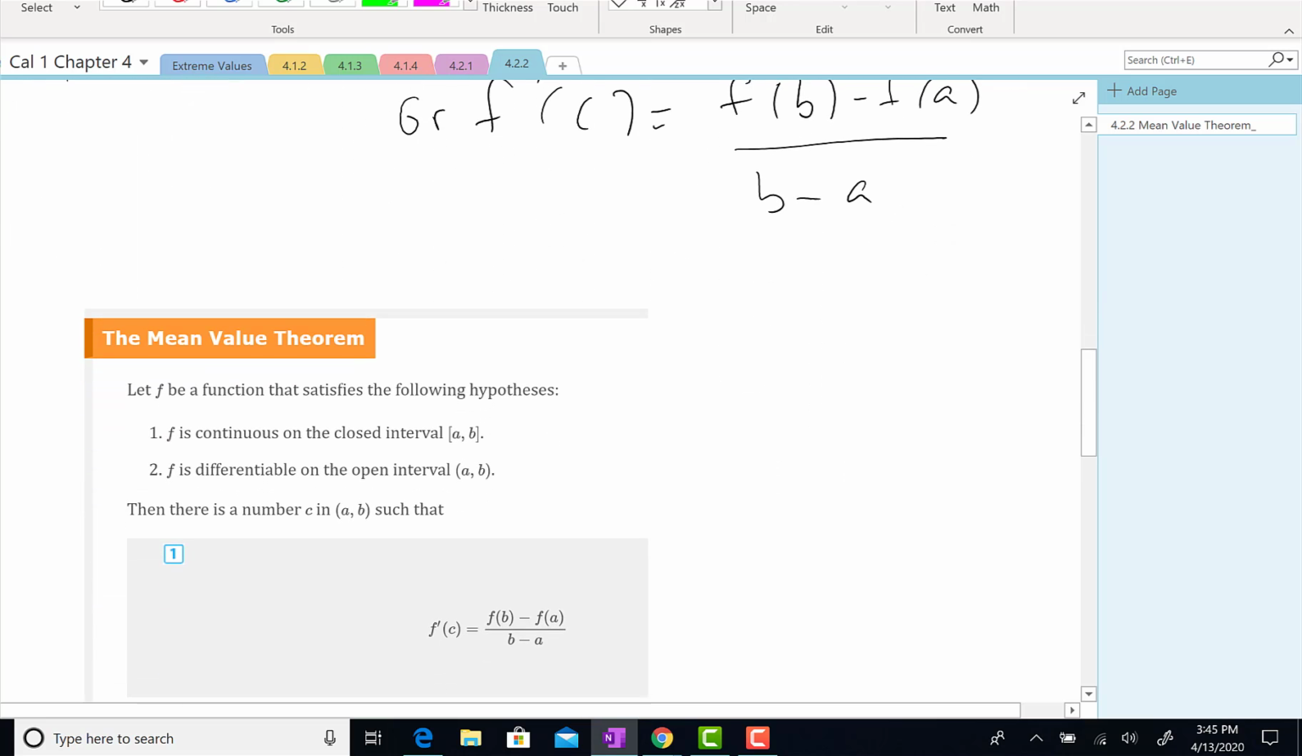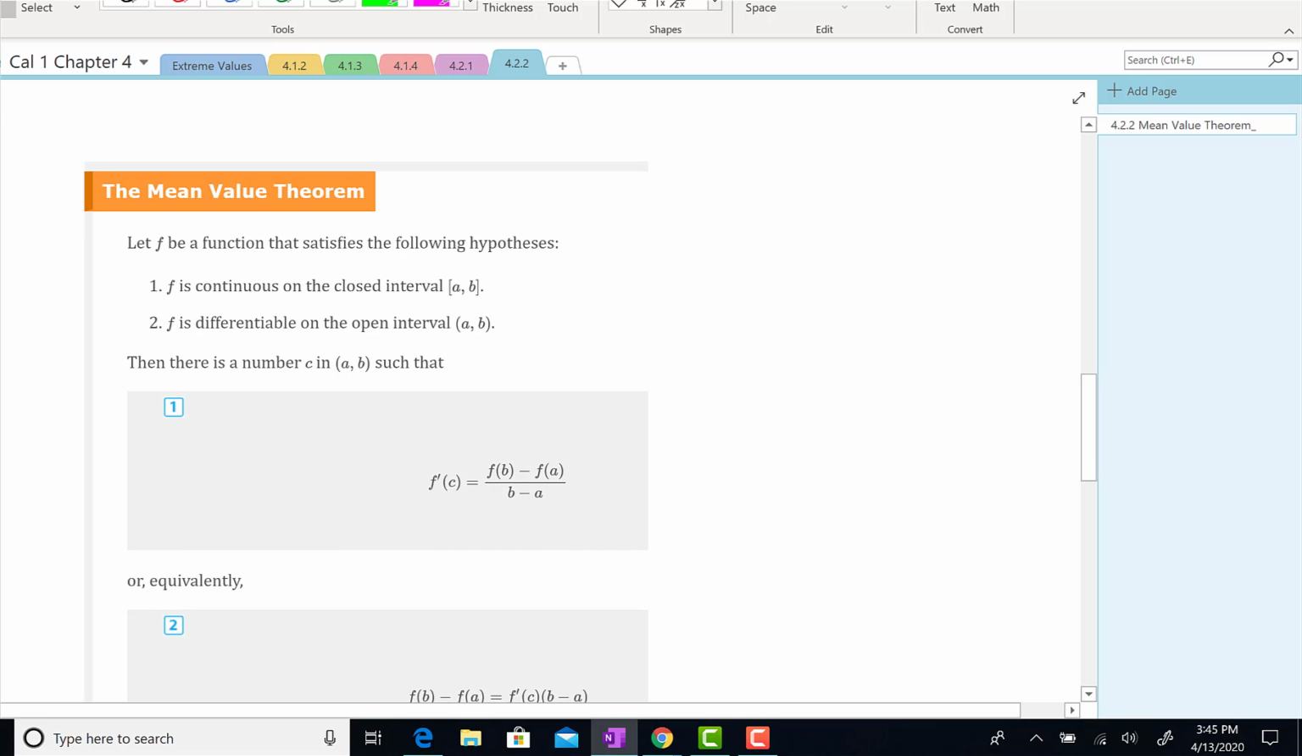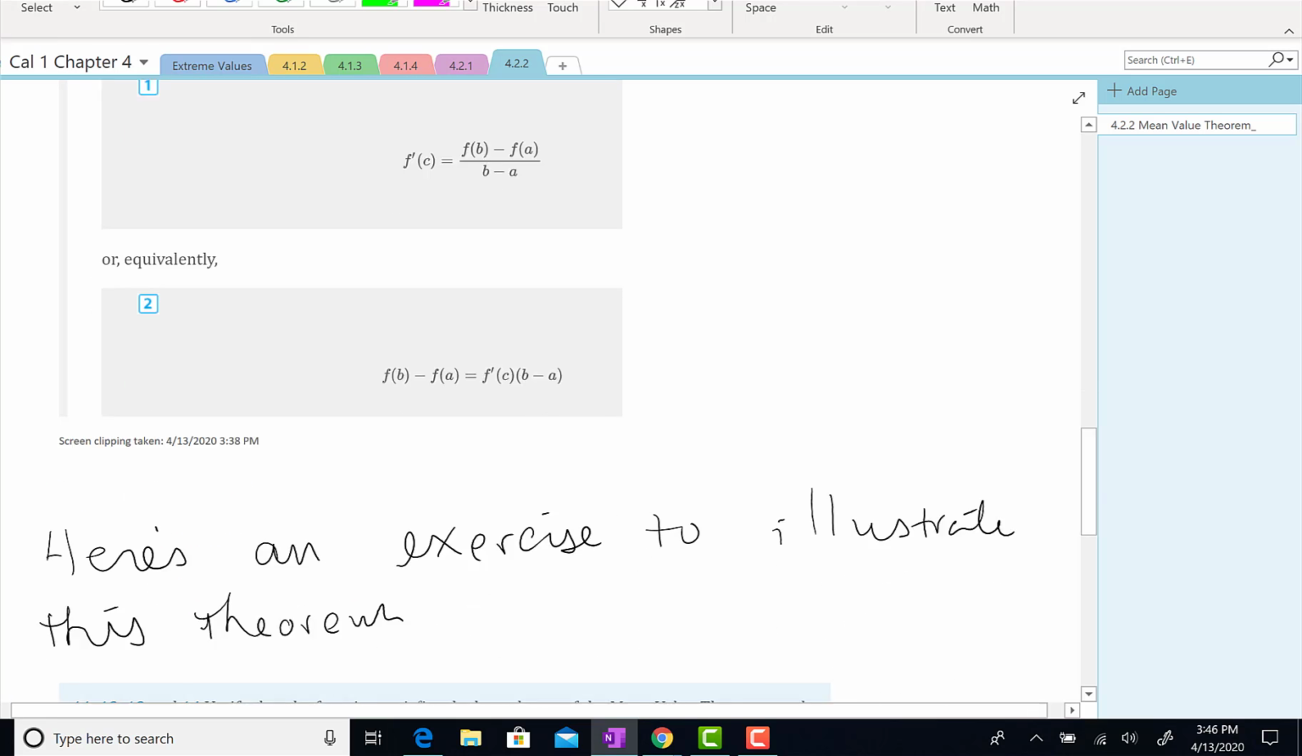So here's the formal statement of the mean value theorem. If we have a function and all it has to do is be continuous and differentiable on the interval from a to b, so there's no requirement that the two endpoints have to be at the same height in this case, then at some point the derivative will be the slope of the secant line.